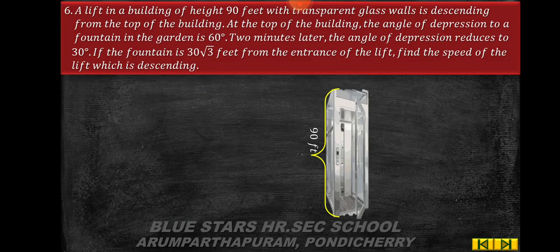Problem number 6. A lift in a building of height 90 feet with transparent glass walls is descending from the top of the building. At the top of the building, the angle of depression to the fountain in the garden is 60 degree. 2 minutes later, the angle of depression reduced to 30 degree. If the fountain is 30 root 3 feet from the entrance to the lift, find the speed of the lift which is descending.